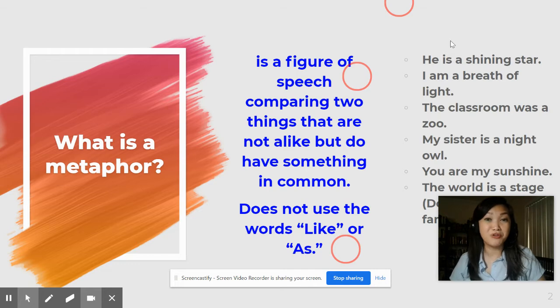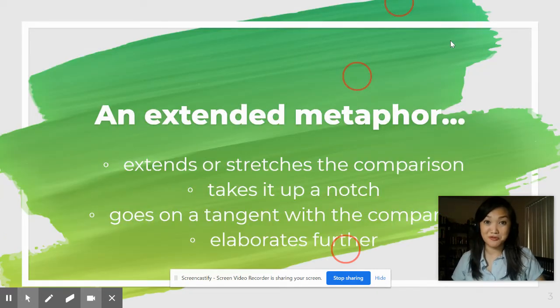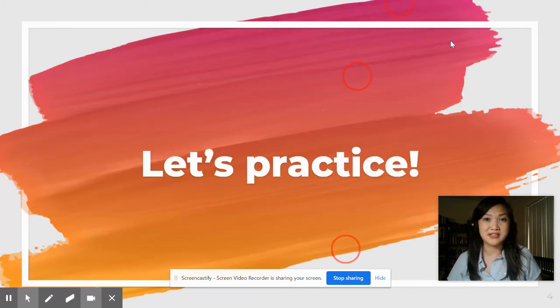Anyway, let's go over what an extended metaphor is. Well, it's a metaphor, but it extends or stretches the comparison, takes it up a notch, goes on a tangent with the comparison, and it elaborates further. So just taking the idea of a metaphor and extending it and going into detail, further elaboration on that metaphor, comparing the two things. Why don't we practice?